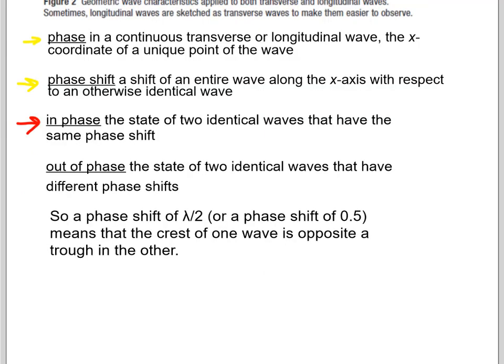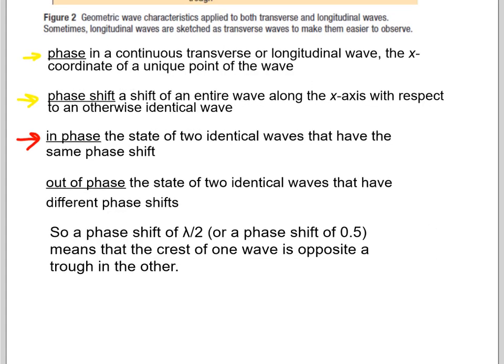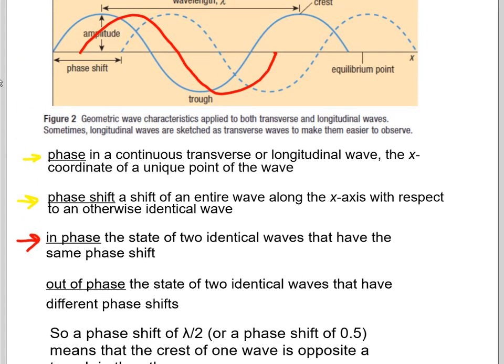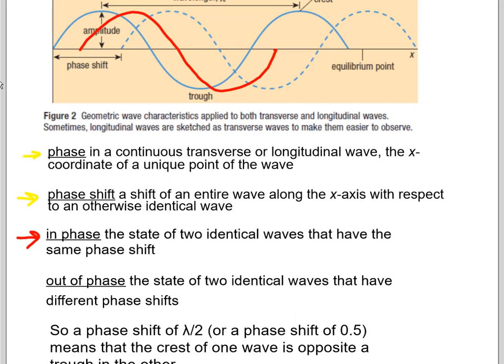So a phase shift of lambda over 2, or half a wavelength. If I went back up here and wanted to move the red graph half a wavelength, it would look like that. Okay, sorry, that's a quarter wavelength. Half a wavelength would look like that. Now we see the crests and troughs are lining up. They're completely out of phase. And that's one way to talk about this.